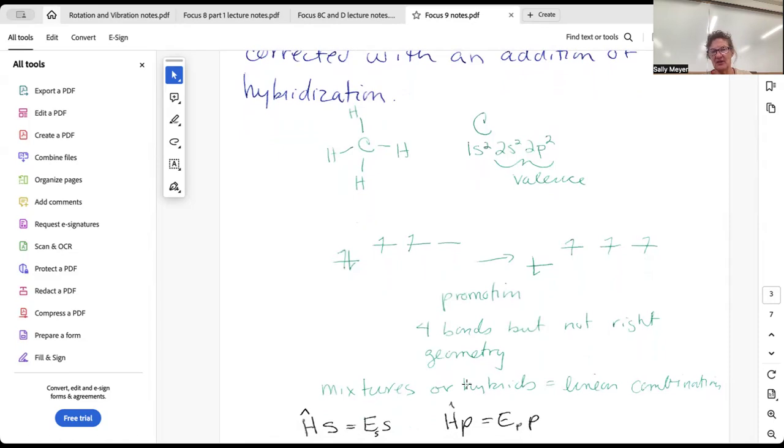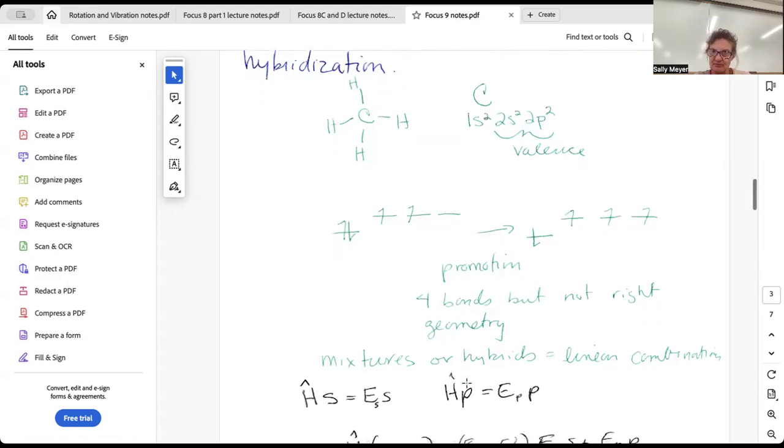The other thing is you don't want to think about this as actually happening, like the electron gets promoted and then the orbitals are mixed. Instead, you want to think about it as a way to explain what we understand about the bonding around carbon.